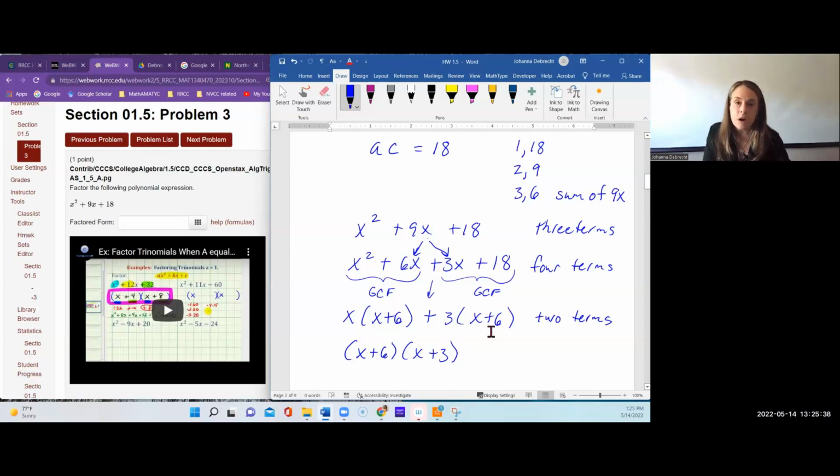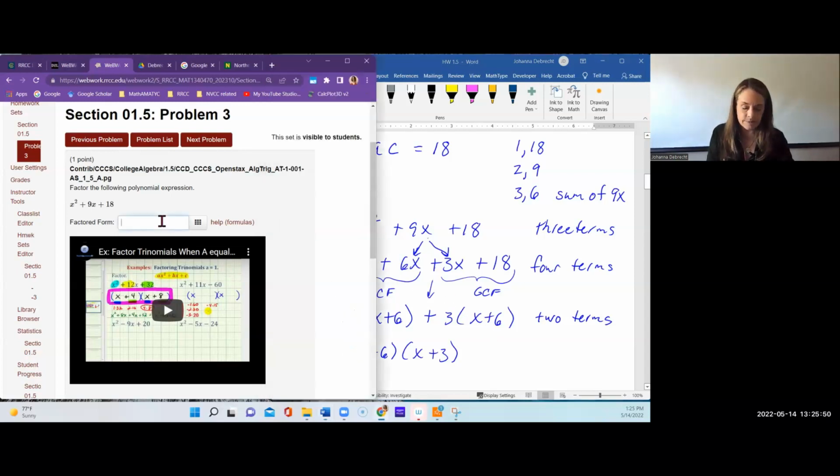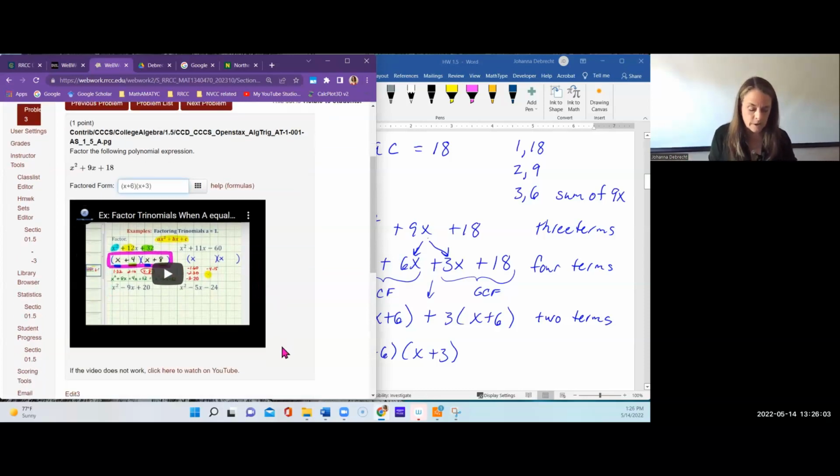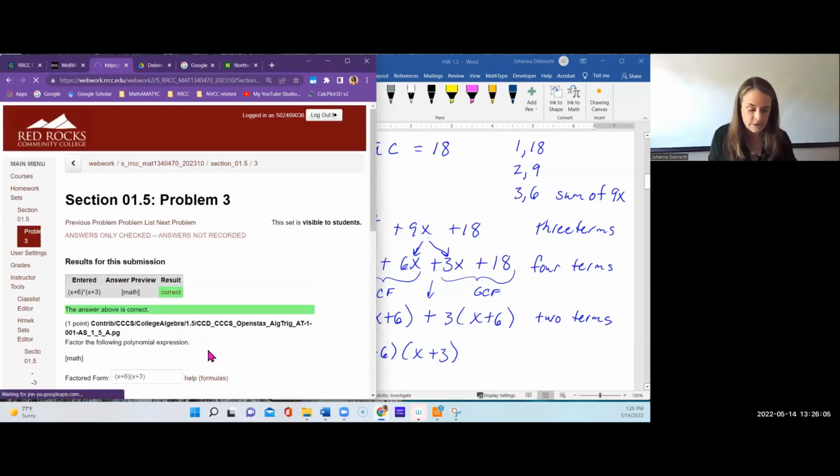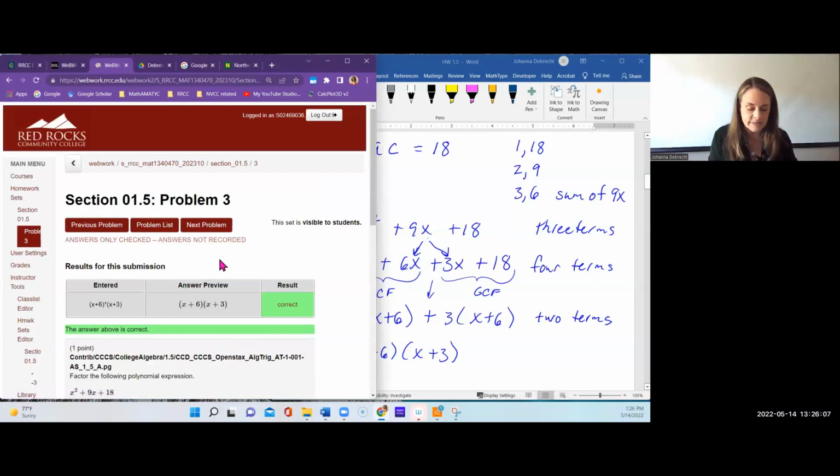AC method does always work, but it can be a little bit more work. But if the trial and error method frustrates you, it's a really good alternative. Let's now take a look at entering our answer. So we're going to enter in x plus 6 times x plus 3. Now we come down, we check our answer, and we have the green check.